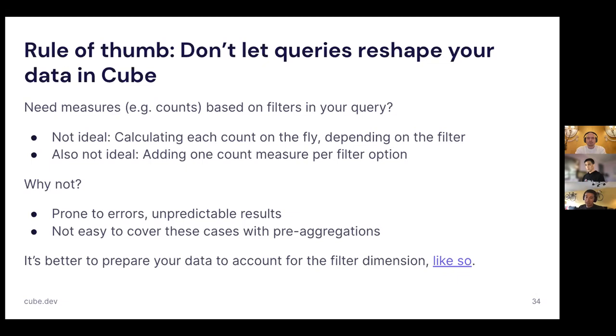Having the data model dependent on the query is prone to errors, and it can lead to unpredictable results. It's also, as I mentioned, not easy to cover those cases with pre-aggregations. So it's better to prepare your data to account for a filter dimension.